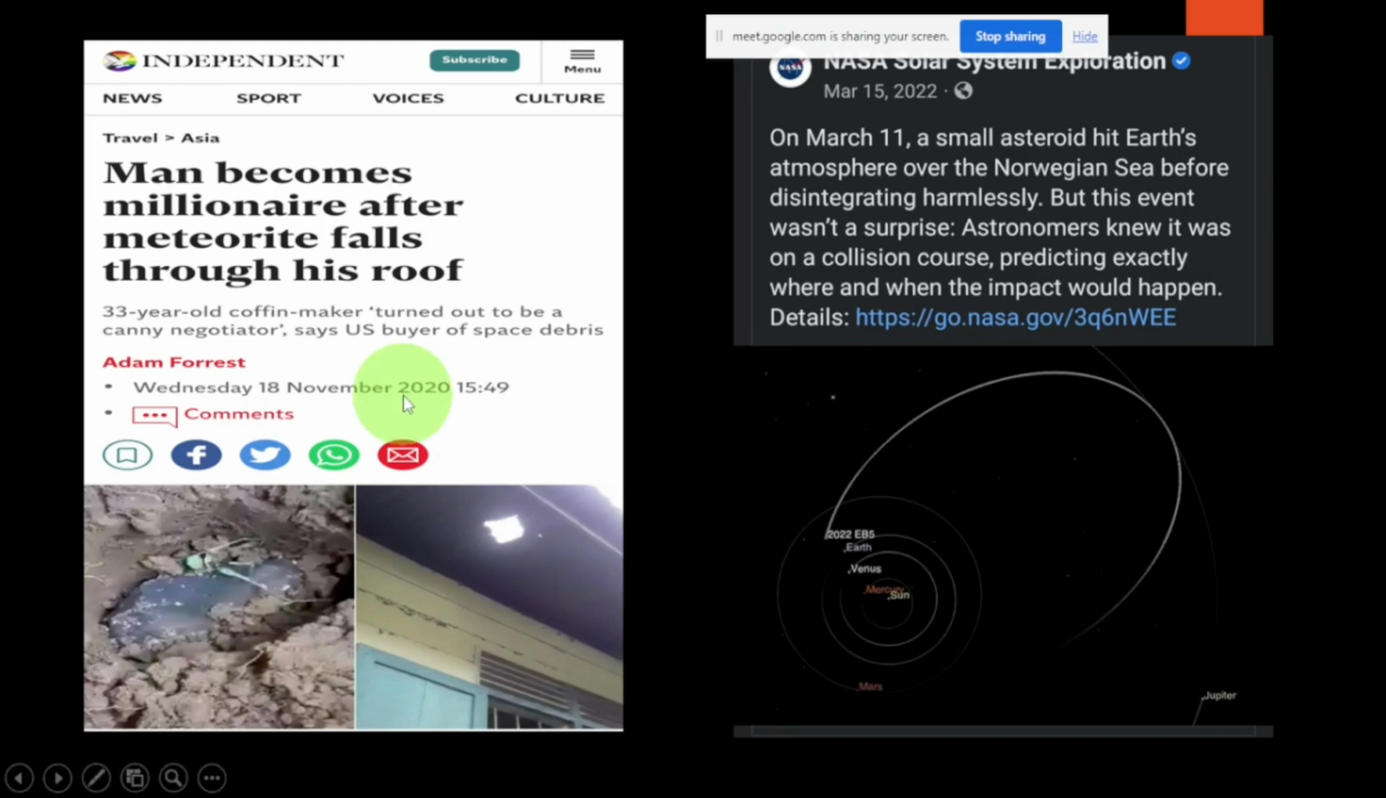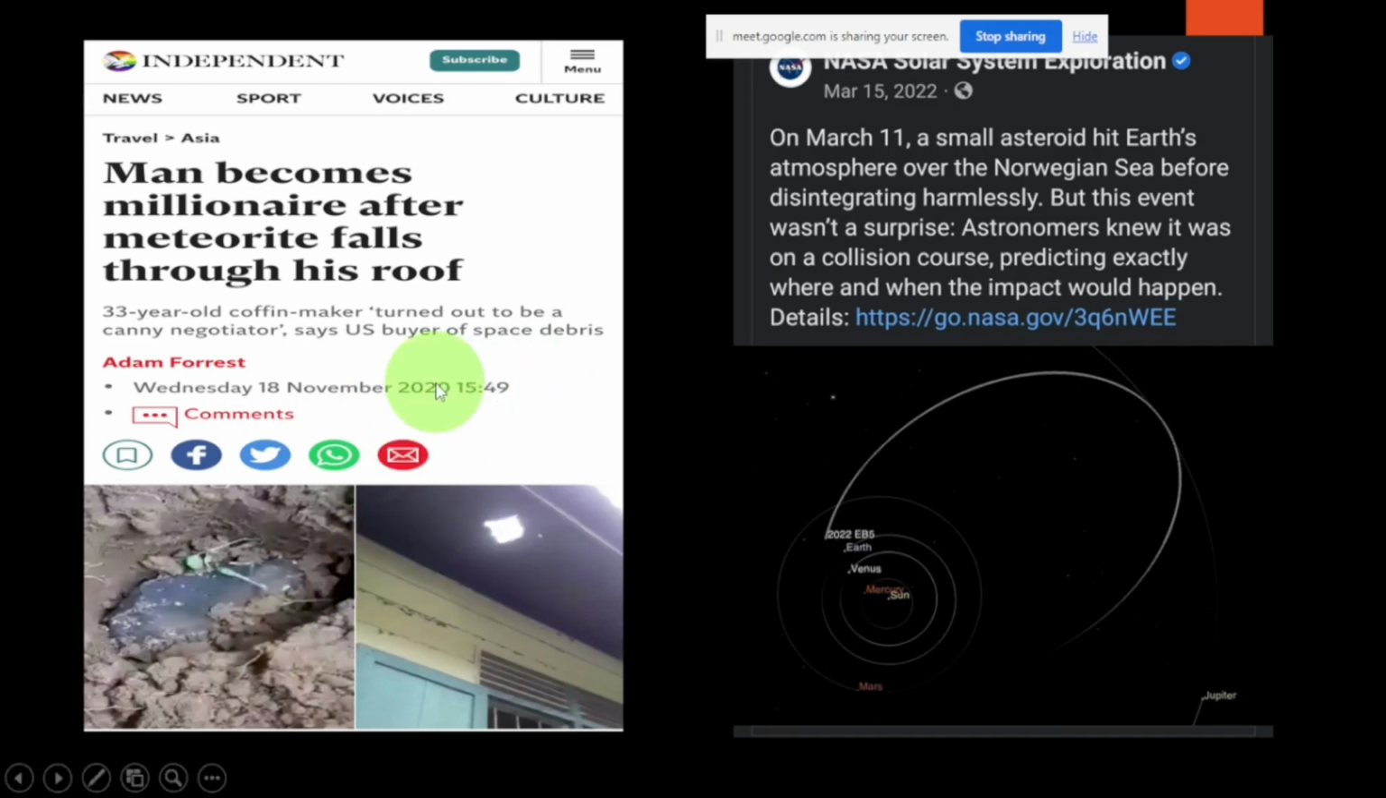So this happened in 2020. A man was in his home. All of a sudden, he heard a loud sound, an explosion. When he came outside, he saw that something had penetrated the ground. He had to dig it, and he saw this stone-looking object. It looked like a stone, but it had landed from space.